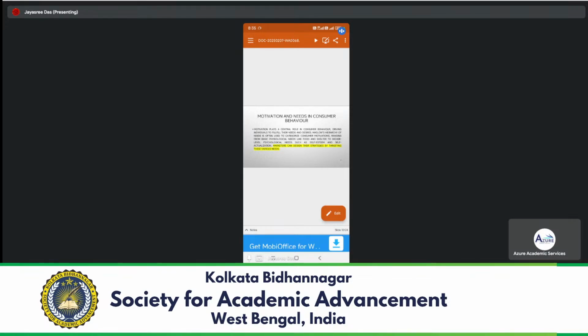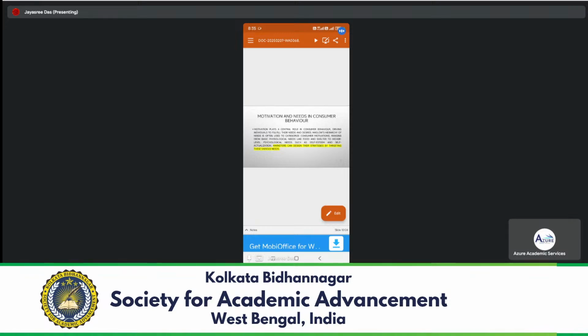And so, marketers can use this hierarchy to identify and address the different levels of needs in their target audience, and it ensures that the products meet consumers at various stages of need.